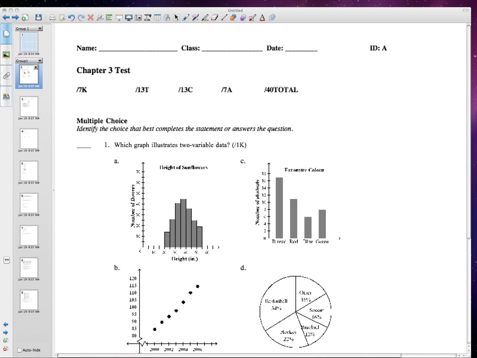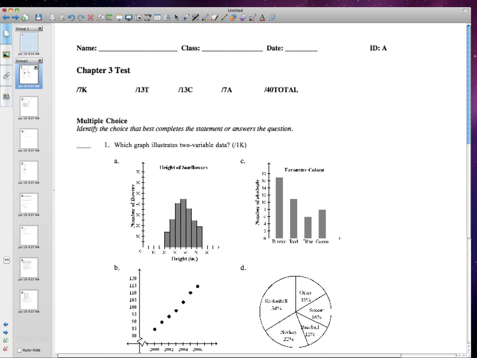Okay, so question number 1 says, which graph illustrates two variable data? So we're looking at 3 different graphs here. We're going to address each of them. We need to figure out which of these addresses two variable data. I'm going to quickly take a look at this.